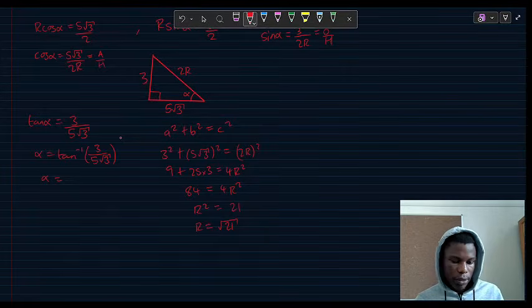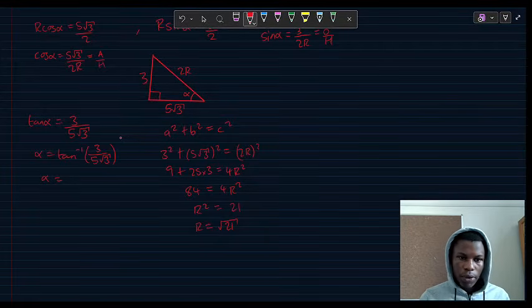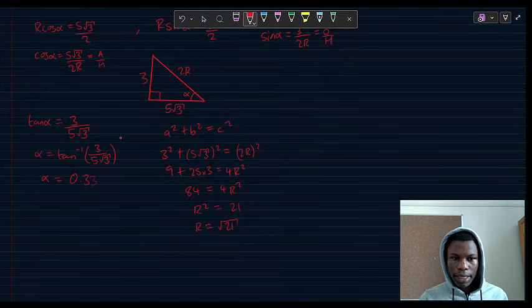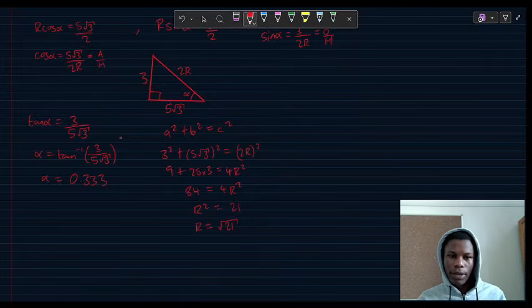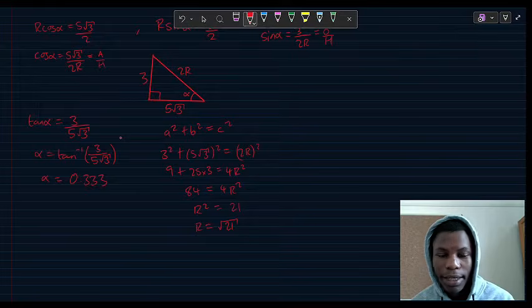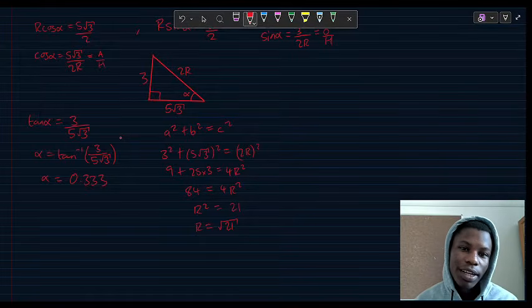And we are in radians. They want alpha correct to 3 decimal places, so 0.333. And so that's alpha, and that's r. And I know some of you are probably saying that that's way too long.